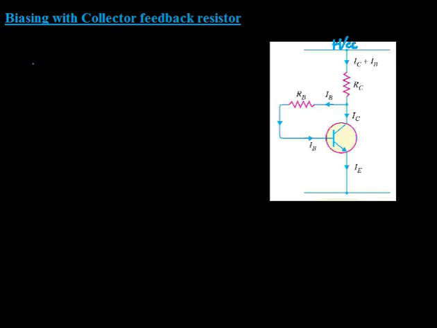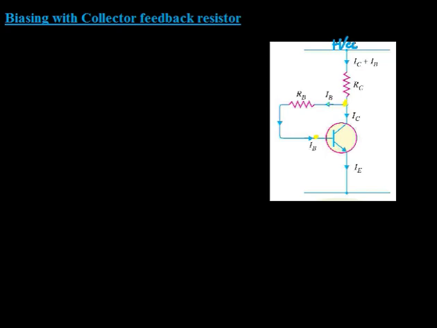Now let's discuss the biasing with the collector feedback resistor. Here we are connecting a resistance RB in the base circuit to provide the biasing. One end of the resistance RB is connected to the base and the other end of the resistance RB is connected to the collector. So this RB forms a feedback circuit. About the feedback we will discuss later.